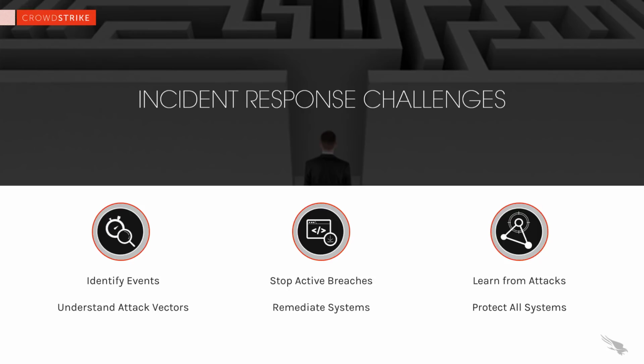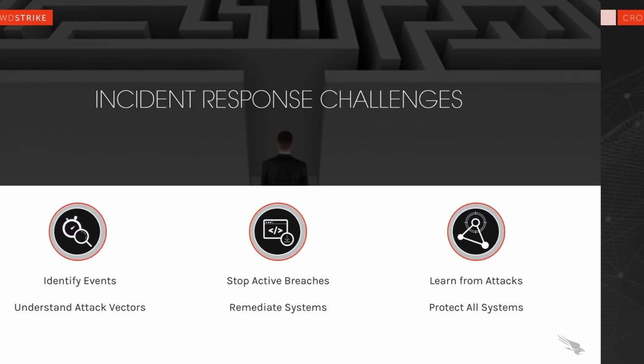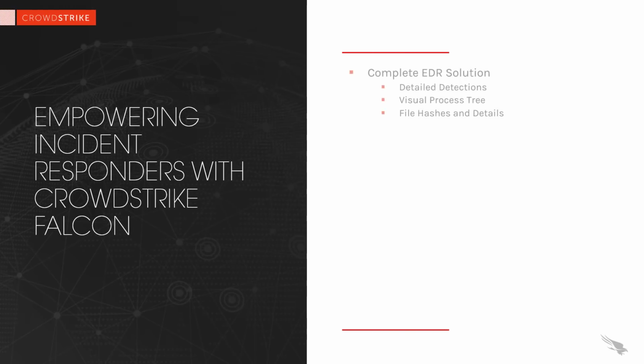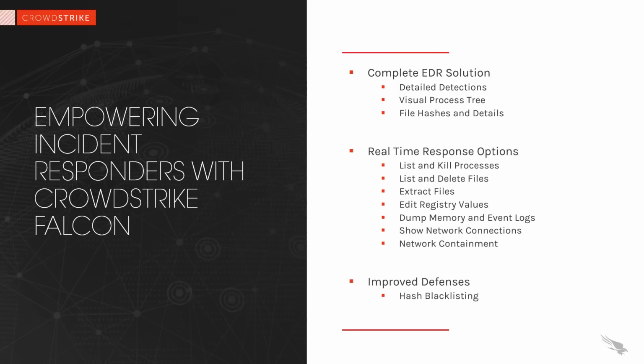Lastly, it's important to learn from these events and use any available indicators to protect the larger environment and ensure that similar attacks do not slip through the cracks next time. In this demonstration, we are going to look at how CrowdStrike can help address these challenges by providing complete information and reducing response time to minutes. We will see how CrowdStrike Falcon helps prioritize events and provides all of the context and details needed to take decisive action. Leveraging the extensive capabilities of real-time response, we will use that information to limit the exposure, remediate the system, and ensure the rest of our environment is protected against this attack.